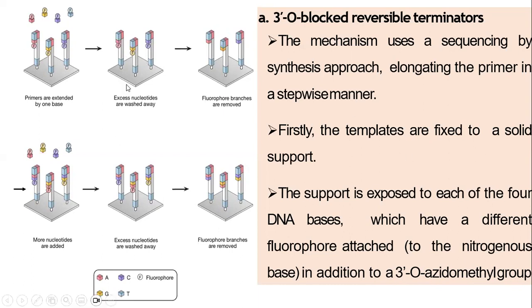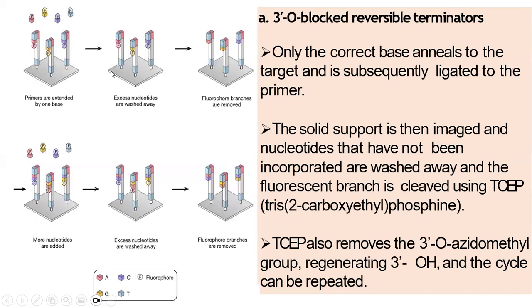Then you do a washing step to remove whatever excess nucleotides are present, and after that, once the correct base has been annealed to the target, we do a treatment with a chemical which is known as TCEP, which stands for tris 2-carboxyethyl phosphine. And this basically removes the fluorescent branch as well as the 3' O-linked azidomethyl group. And once the azidomethyl group is removed, that regenerates the 3' hydroxyl group.